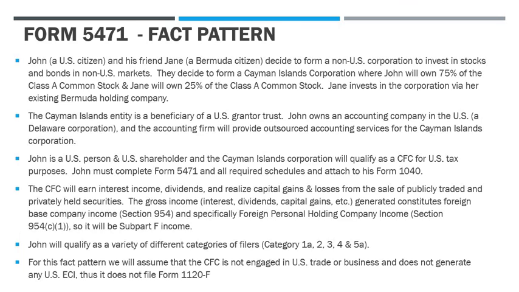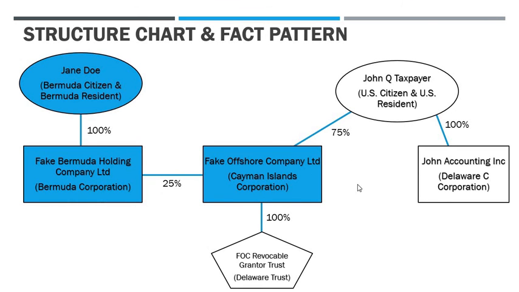Okay? So again, just to touch on the fact pattern here, we have John owns 75%. Jane owns 25%, but it's via her holding company. So she owns 100% of this holding company, and then the Bermuda company holds her 25% of the Class A common stock. And then over here, separately, we just have John's accounting company owns 100%, so that's just his. Again, Jane has nothing to do with that. And then the Cayman Islands company here owns 100%. It's the grantor and sole beneficiary of this revocable grantor trust, which is going to be a U.S. trust set up in Delaware.